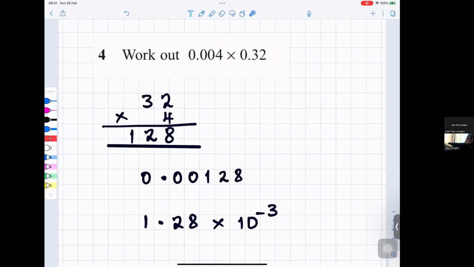And you count how many decimal places. Let's count 1, 2, 3 for the first number. 1, 2 for the second. So 3 plus 2 is 5. So you want to go 5 decimal places. So you go 1, 2, 3, 4, 5. That's where you put the decimal point, and under the arches, you put the 0. Or you can write it as 1.28 times 10 to the minus 3.